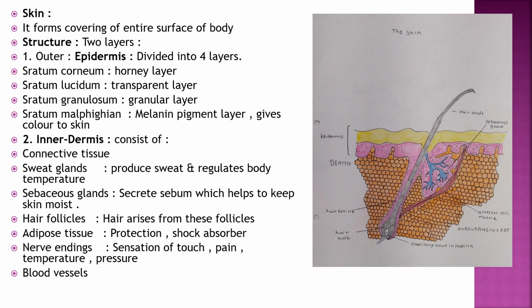The dermis contains sweat glands, connective tissue, and sebaceous glands which produce sebum. The sweat glands produce sweat which regulates the body temperature. Hair follicles are there for protection or sensation, adipose tissue for shock absorption, then nerve endings for the sensation of pain, temperature and pressure, and a few blood vessels. In this diagram you can see epidermis and dermis.